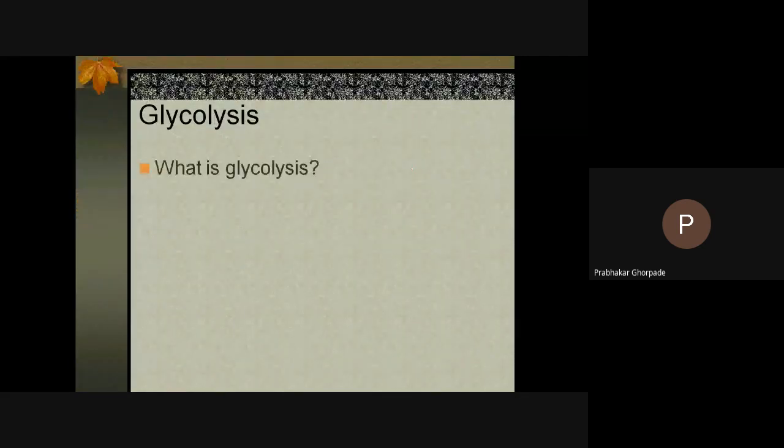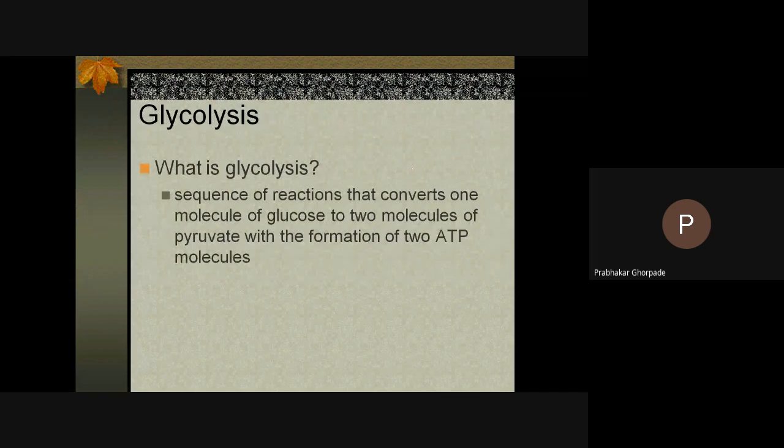So what is glycolysis? Basically, glycolysis is a sequence of reactions that converts one molecule of glucose to two molecules of pyruvate with formation of 2 ATP molecules. So basically we have a glucose molecule with us.